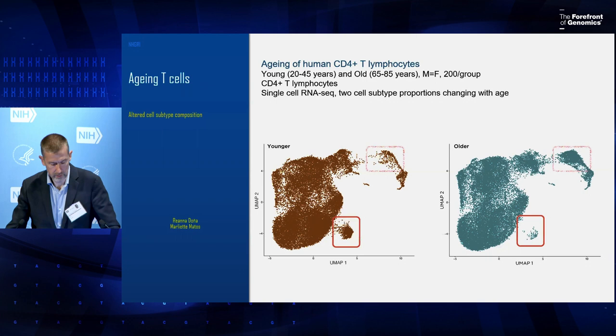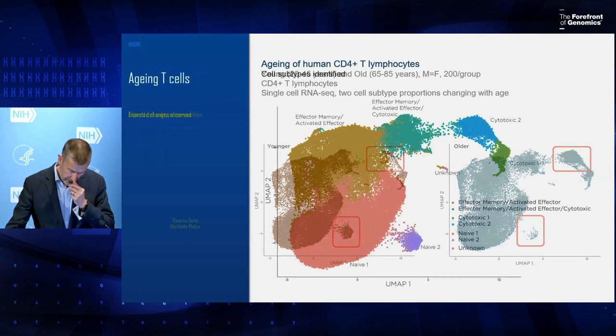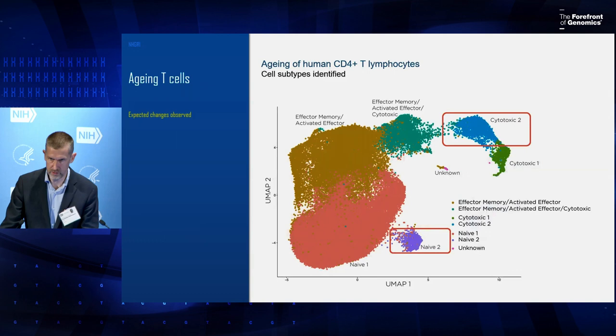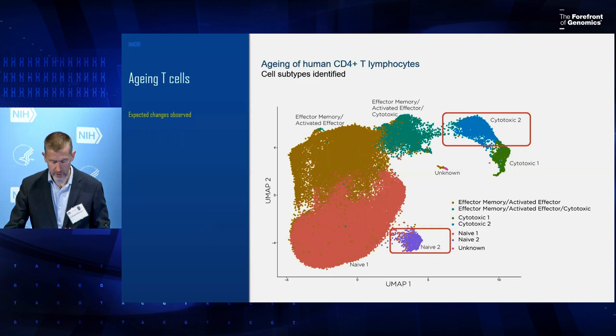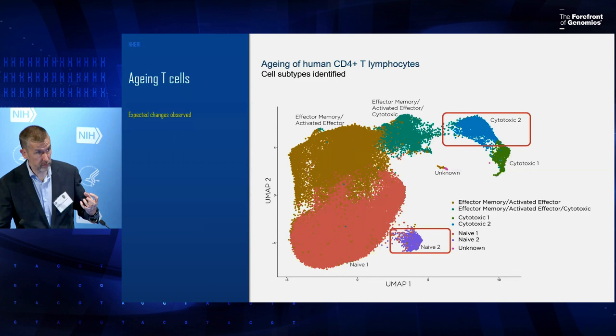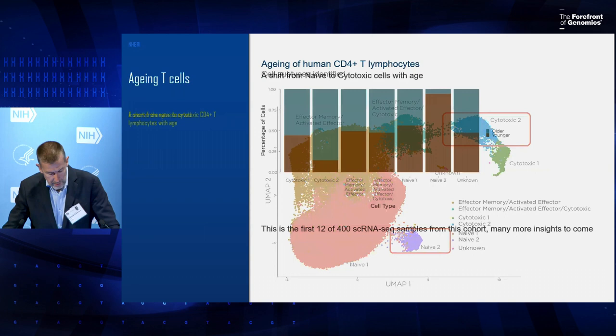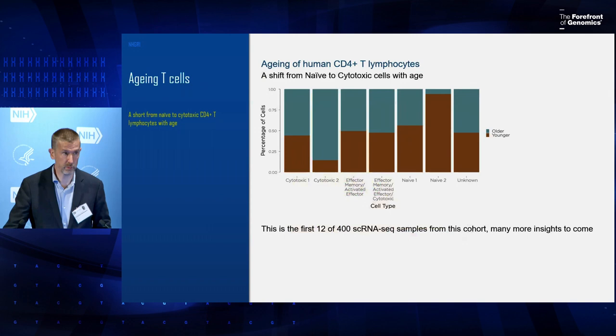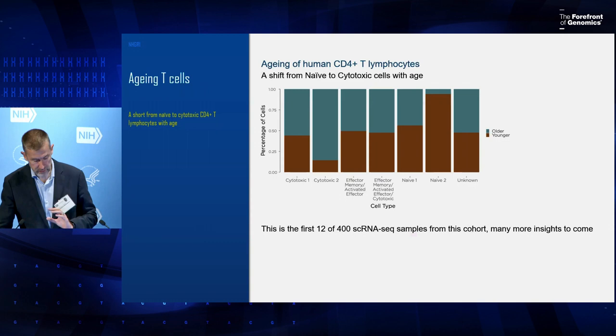And it will be of no surprise whatsoever to people with a bit of an insight into immunology that you lose naive CD4 positive T cells with age and you gain cytotoxic T cells with age. So this I'm just putting in to illustrate that I'm not ignoring the cell subtype effects that can occur to confound your cellular reprogramming ideas. But this is also the first 12 of 400 single cell RNA-seq experiments that my graduate student Marlietta Matos has done. And this is going to be an amazing data set to study for aging.